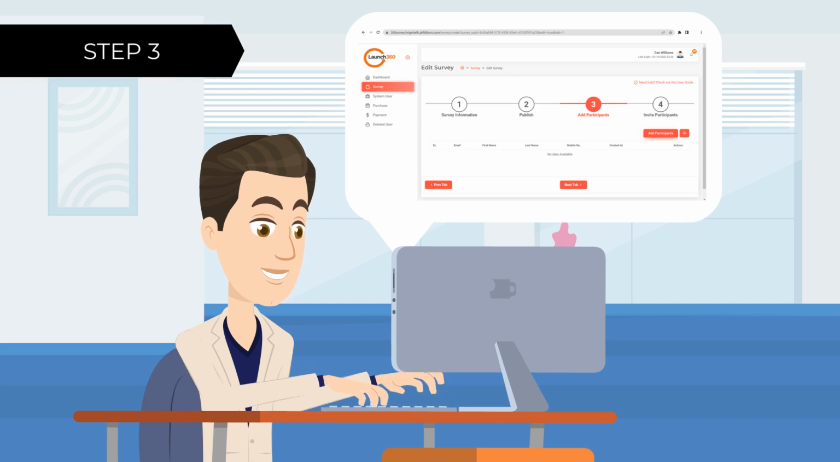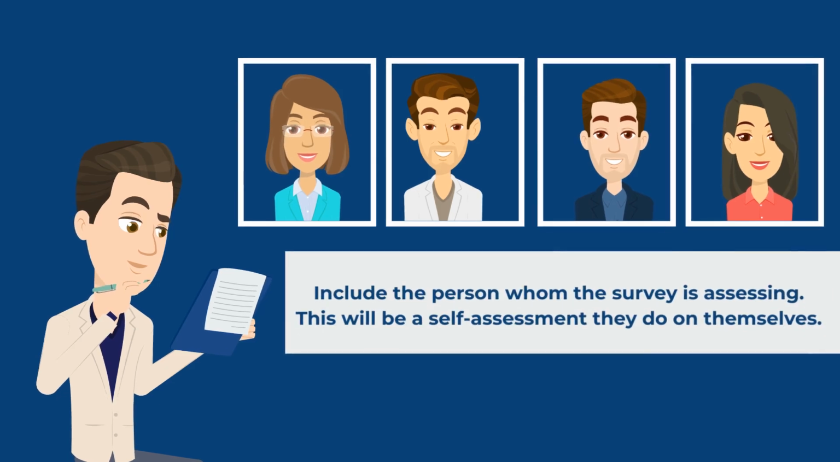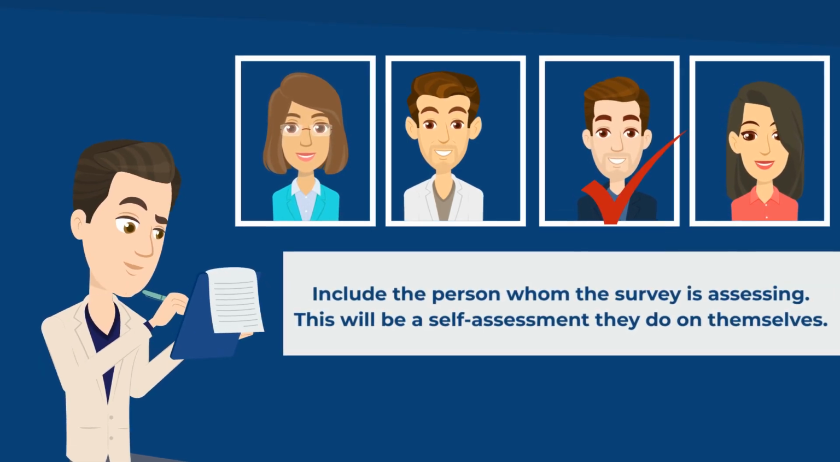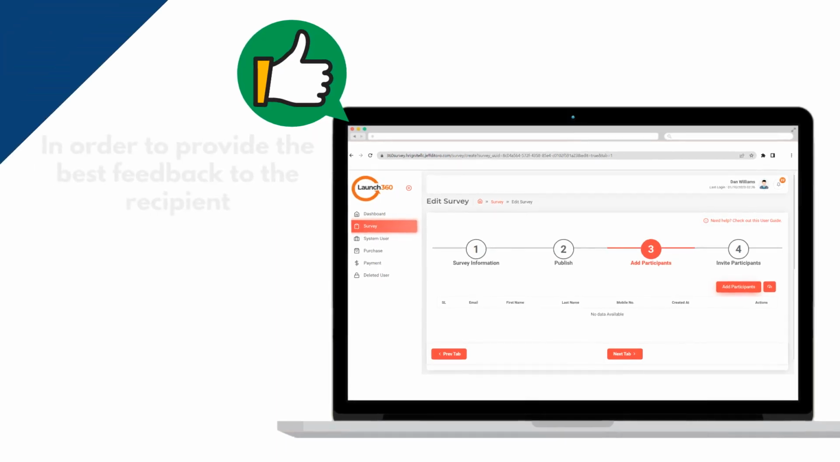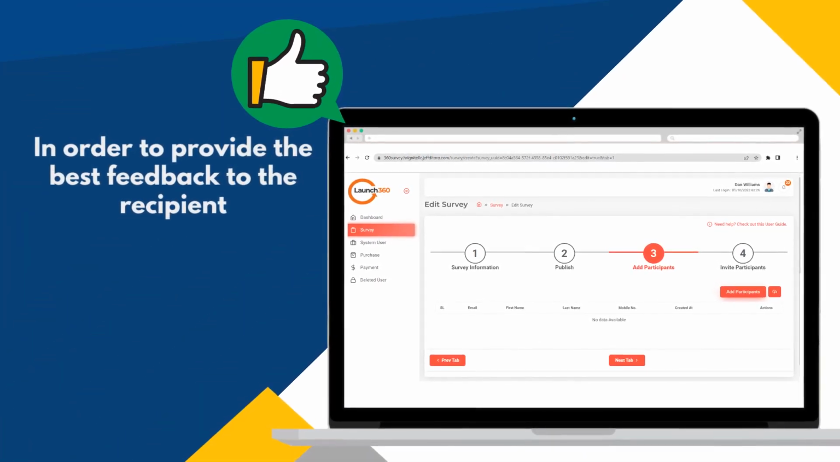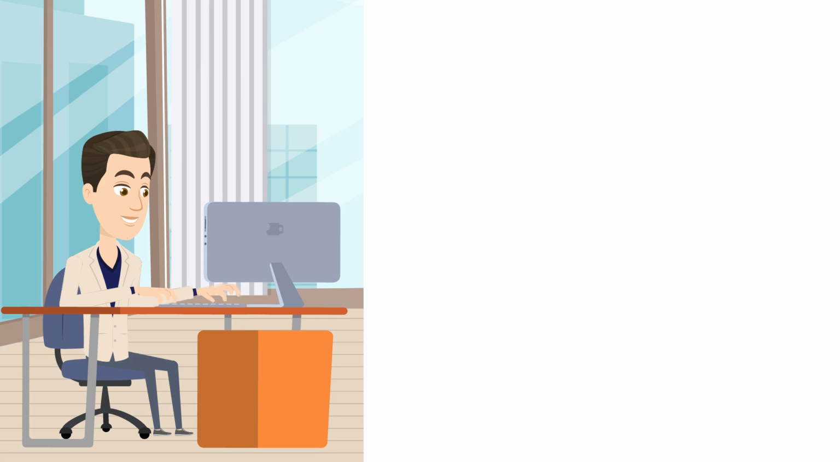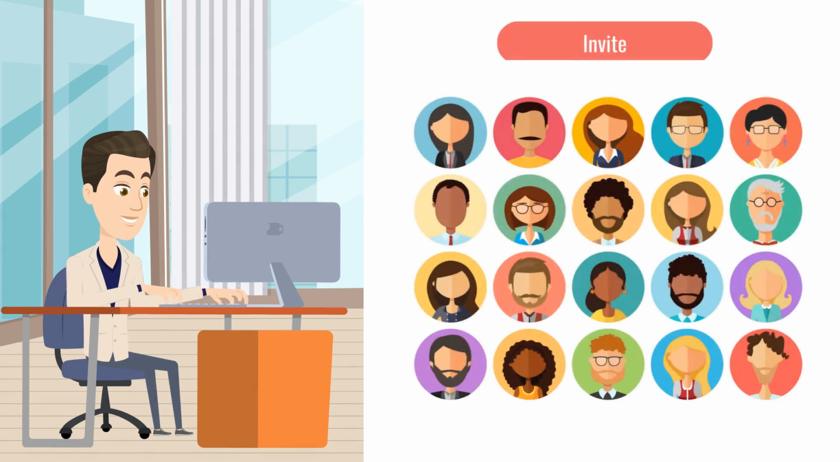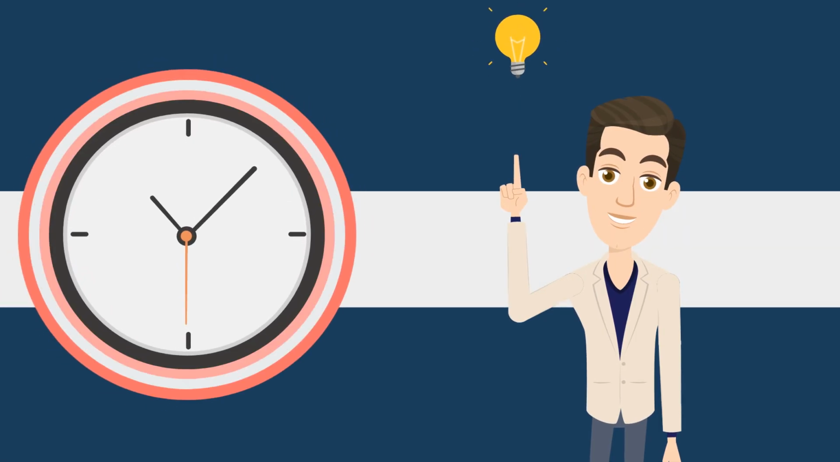In step 3, you will decide who will be a participant in this survey. Remember, you must include the person whom the survey is assessing. This will be a self-assessment they do on themselves. In order to provide the best feedback to the recipient, we suggest no less than 7 people participate. You can invite up to 20 people to participate in this assessment. If you need more than 20 people to participate in one survey, purchase the Additional Recipient add-in from the Purchase tab.